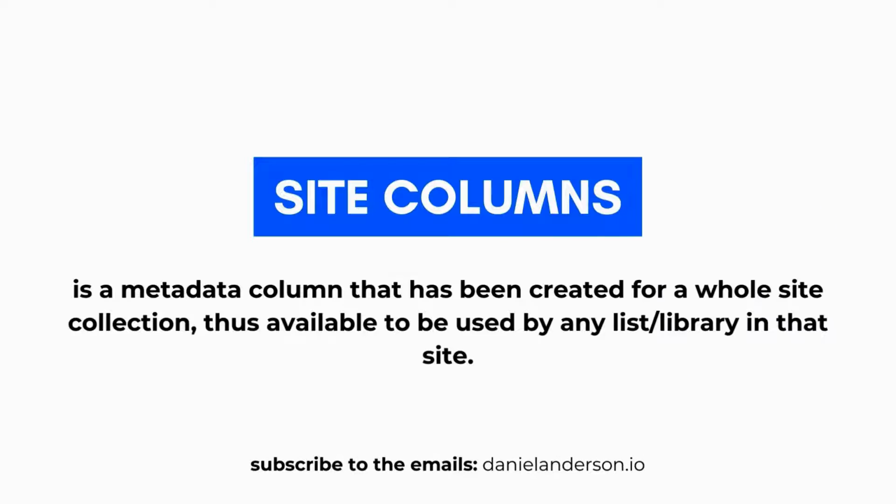Then we've got a site column. Now, a site column is a metadata column on a list or a library that's been created that we need to reuse across the entire site collection. So that means we can create one site column and then reuse that column across different lists or libraries in the same site. Now, that is a little bit different to that of a list column. Now, a list column is specifically added to a particular list or a particular library. It can't be reused across multiple lists or libraries.